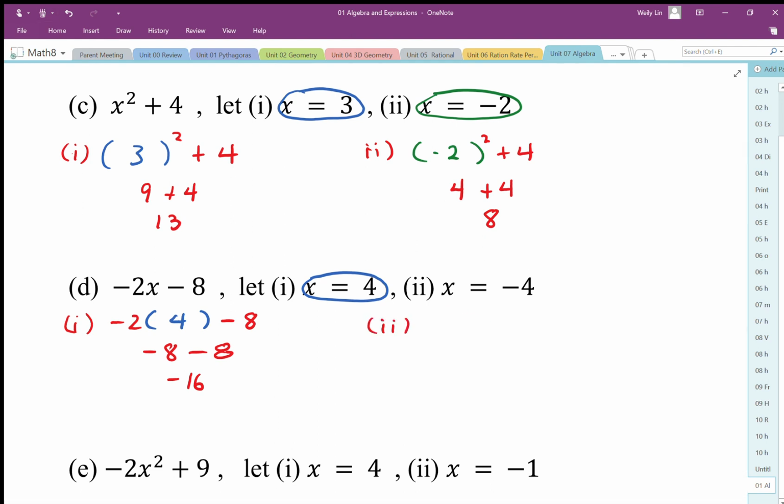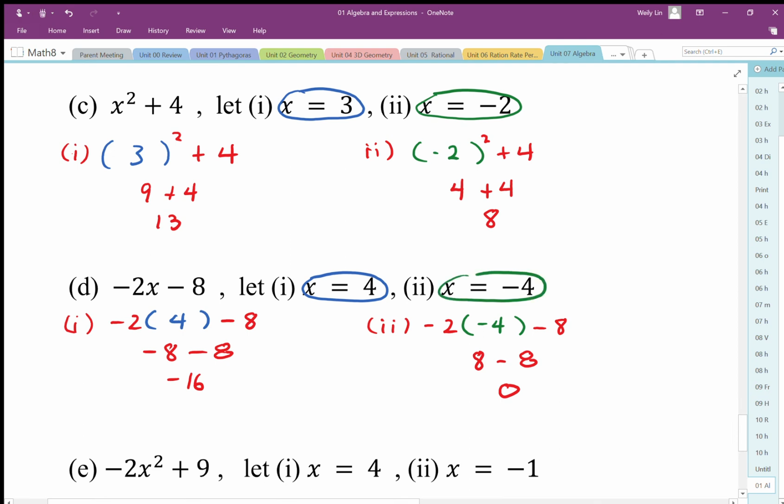So I'll do the same thing here. Negative 2 times bracket x, which I'm replacing with negative 4, minus 8. This time I get negative times negative is positive 8, minus 8. Well, 8 minus 8 gives me 0. Okay, and I replace the x with that negative 4.